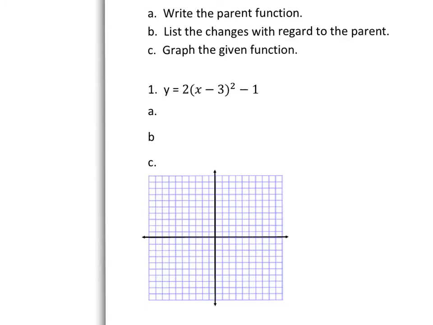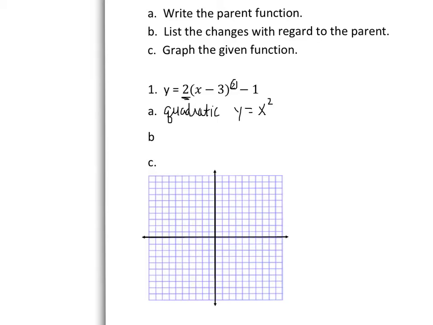So let's look at example 1. First, you're going to write the parent function. So this parent function, because we have a square here, this is the quadratic. And the equation for the parent function of the quadratic is y equals x squared. Okay, let's see what's happening. So it says list the changes with regard to the parent. So everything that is not your parent function you need to say something about.